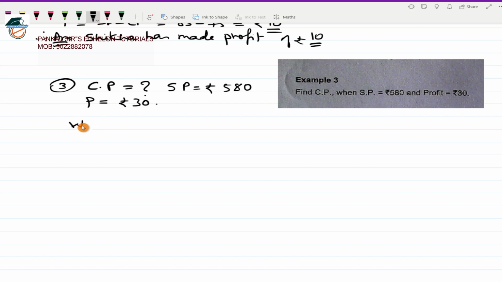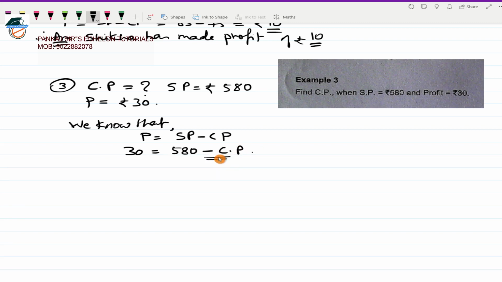So what is the formula that we are going to use? What is the formula relating these three: profit, selling price and cost price? We know that P is equal to SP minus CP. This is the formula. Now just plug in the values. Profit is 30 rupees, so I'll write 30 in place of P. Selling price is 580, so I'll write 580 in place of selling price. Cost price I don't know, so I'll keep it as it is.